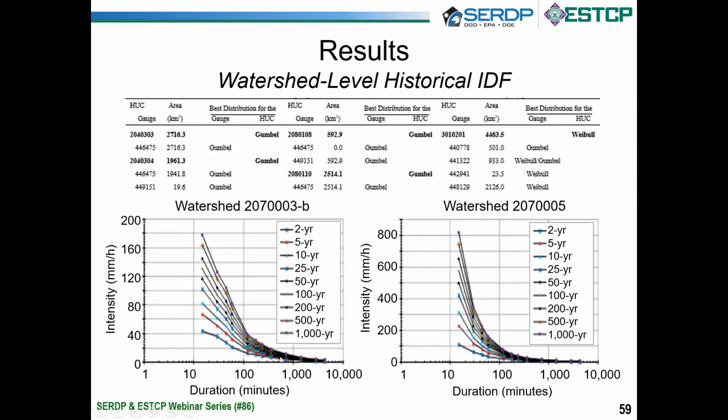So this is just an example of the results for historical ADF curves for a watershed. That's a HUC number, a hydrologic unit code number, 8 digits. And this is for this watershed. So we got these ADF curves.